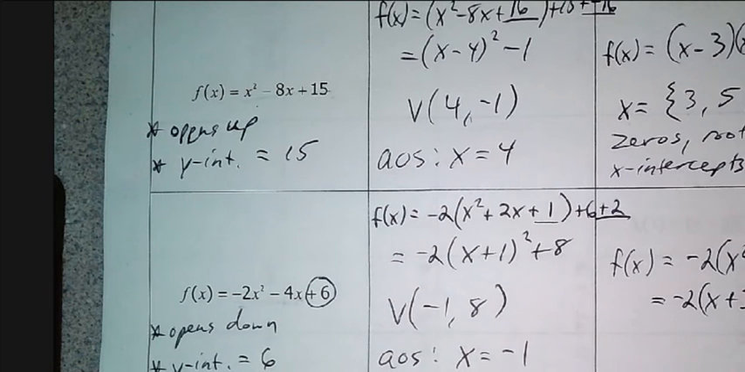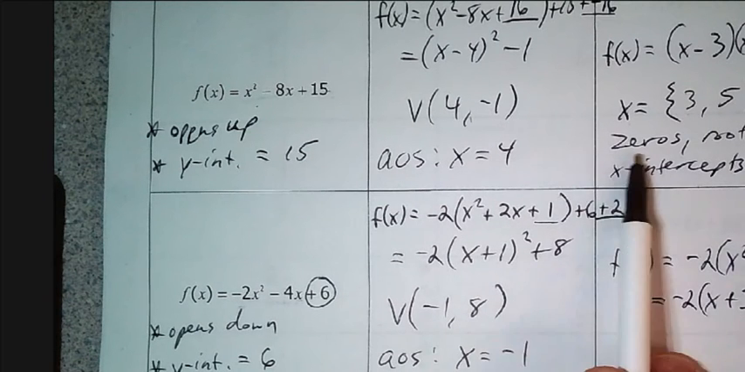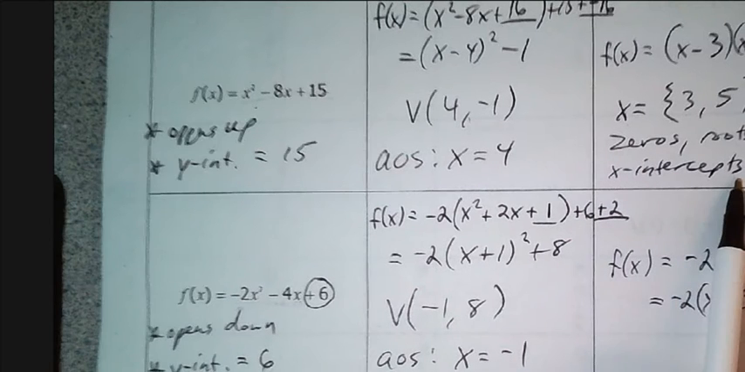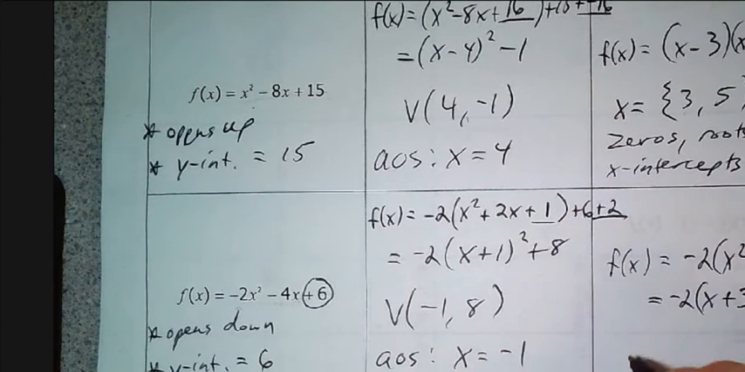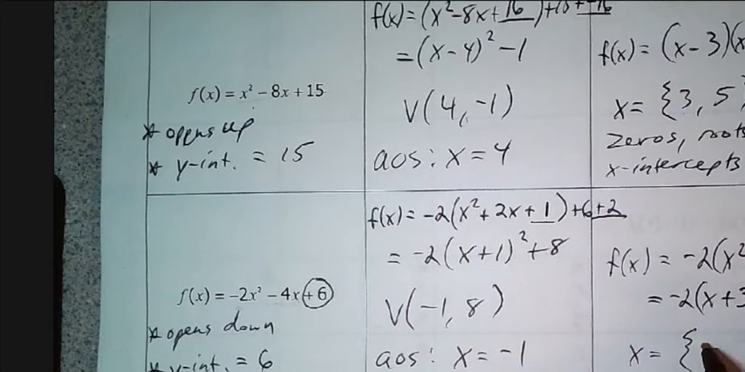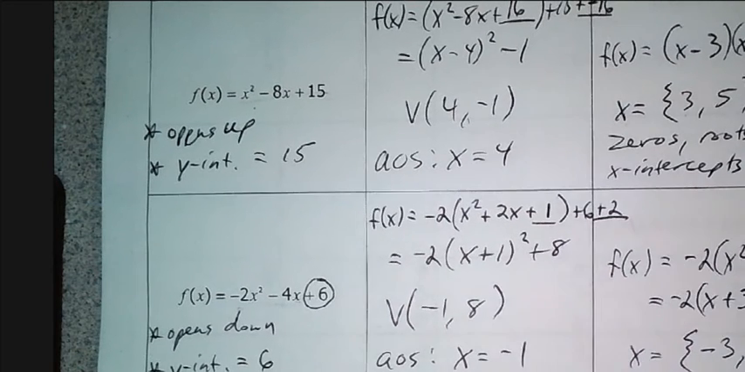But what does the factored form tell us? It's the opposite. It tells us the zeros, roots, solutions, x-intercepts. Okay? So, in this case, x is equal to what? x is equal to negative 3 and positive 1.